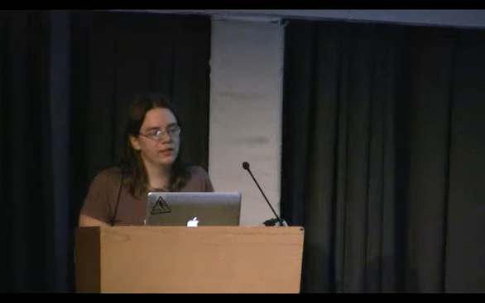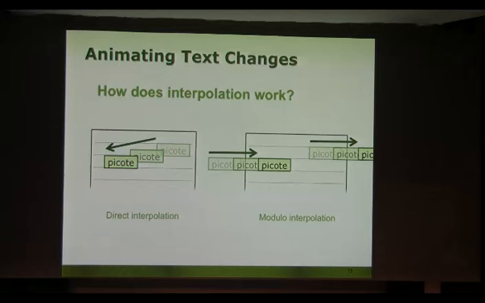So when a word chooses one or the other interpolation, basically what we want to do is to minimize the distance the word has to travel. So if using the direct interpolation, the distance is lower than using the modulo interpolation, we will directly interpolate.